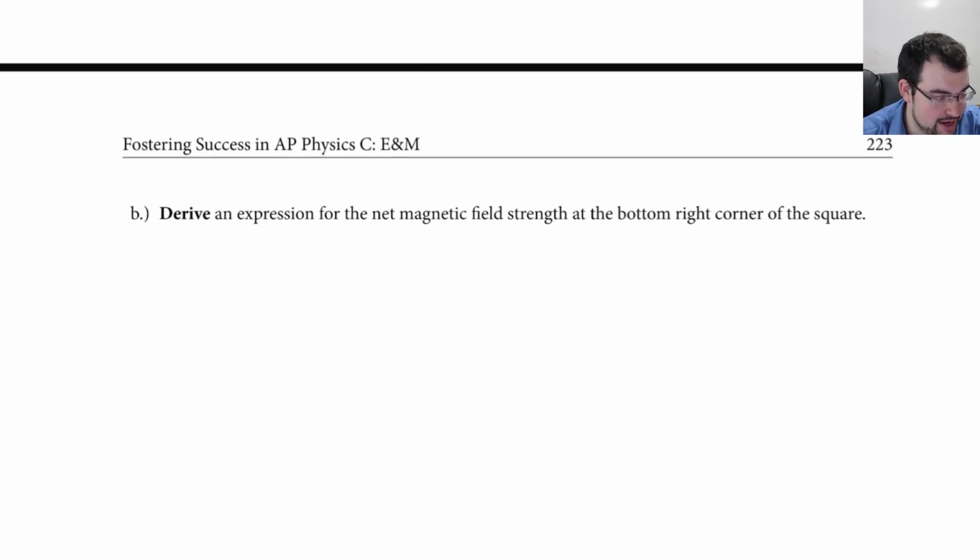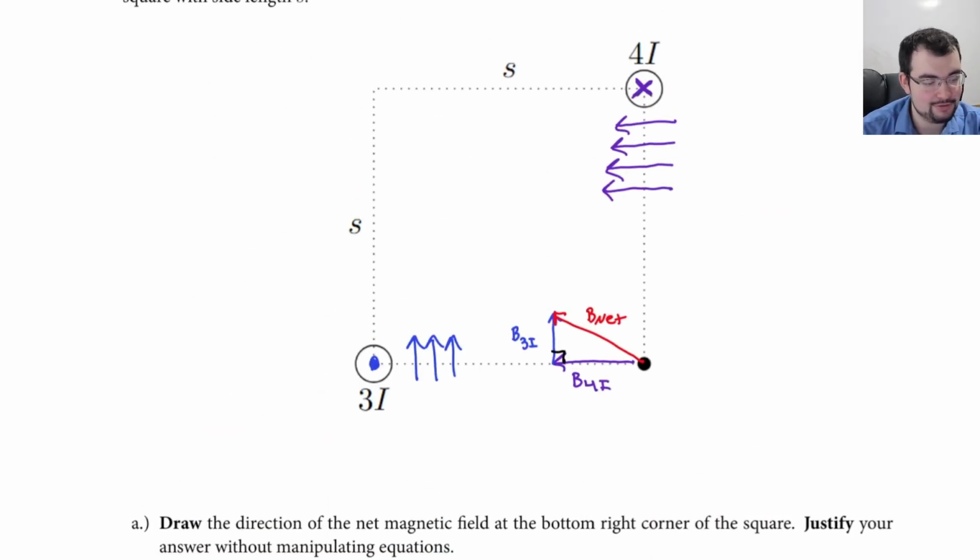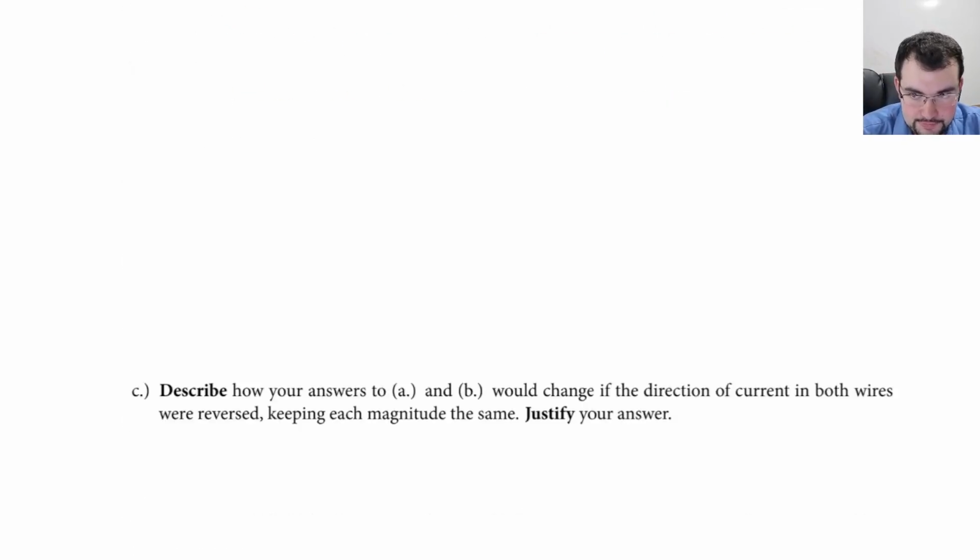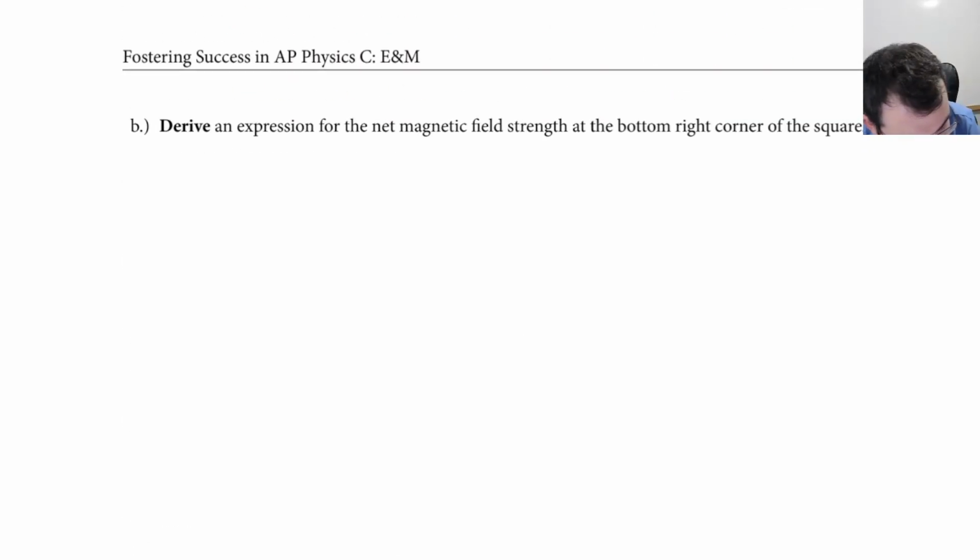What is the net magnetic field at the bottom right corner? Well, we've already done a lot of the scaffolding. We already know kind of the outline, right? Because we know that at the bottom right corner, we have B from the 4I. That's going to do something. We have B from the 3I. That's going to do something. And then the net field that we want is, of course, our slant length.